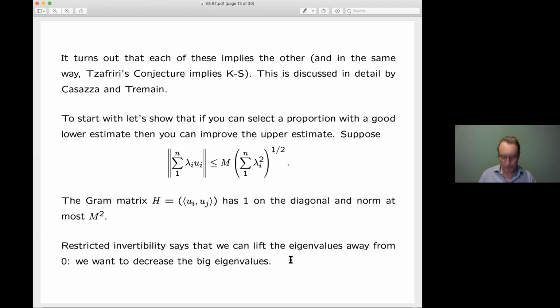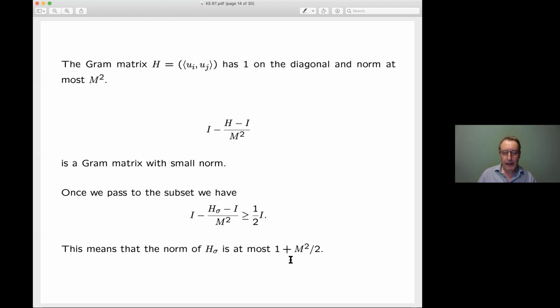Okay. So why is that? Well, it's sort of obvious once you say that that's what you're going to do. So here is this Gram matrix. If I divide it by m squared, then its biggest eigenvalue is 1.